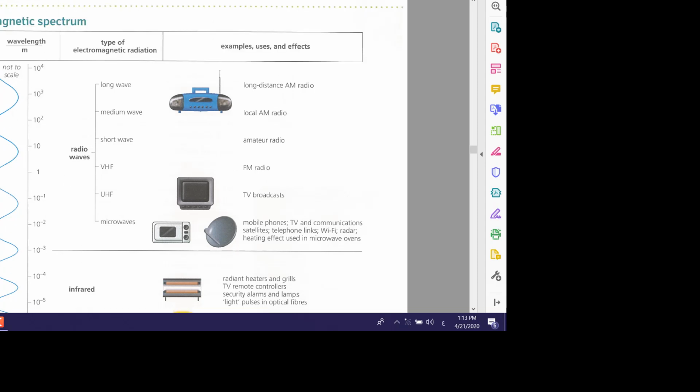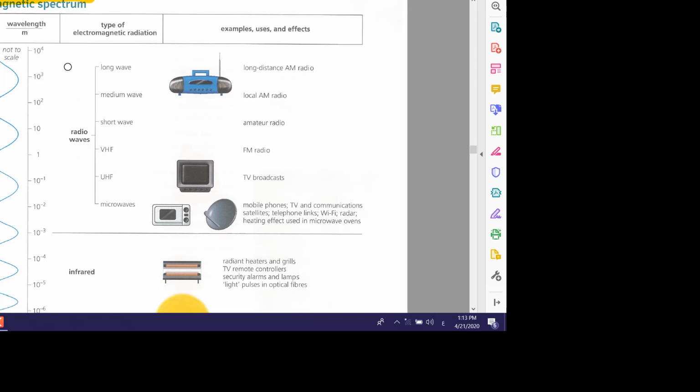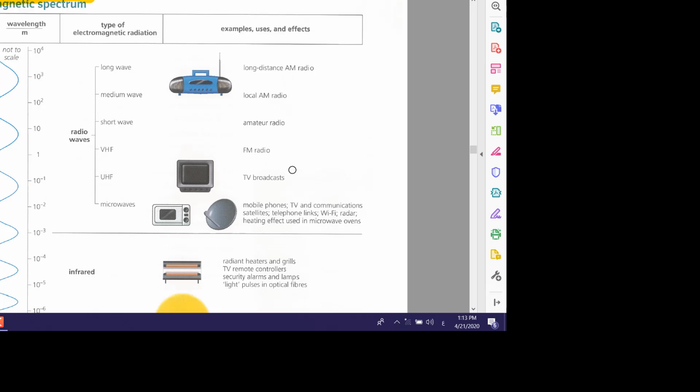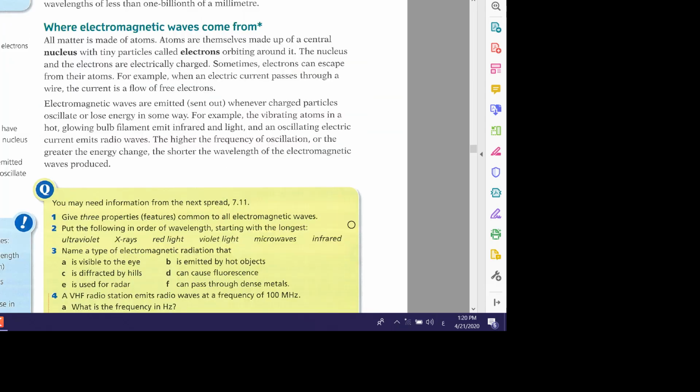As you can see, each wave has a frequency and a specific wavelength, from long, medium, and so on, and there are uses of each kind of ray. Where do electromagnetic waves come from?